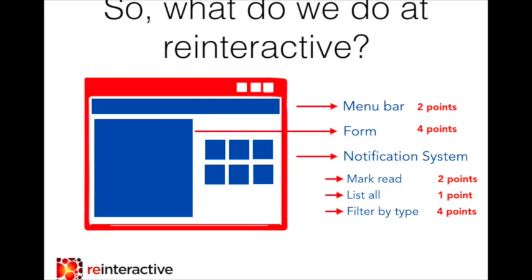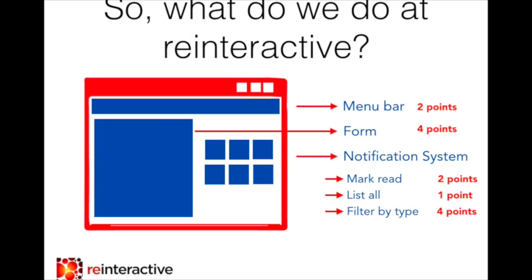So in this example, we're saying the menu bar is going to take under 2 hours to produce, so we're going to give it 2 points. A form is sort of a whole day of work because it's got a bit of complexity, so we're going to assign it 4 points. Notification system, that's too big a block to just have as a single feature story.